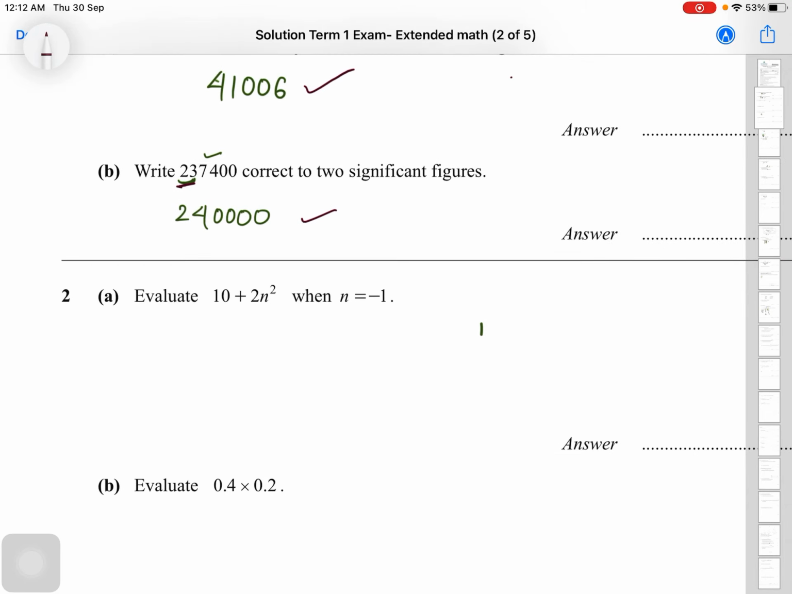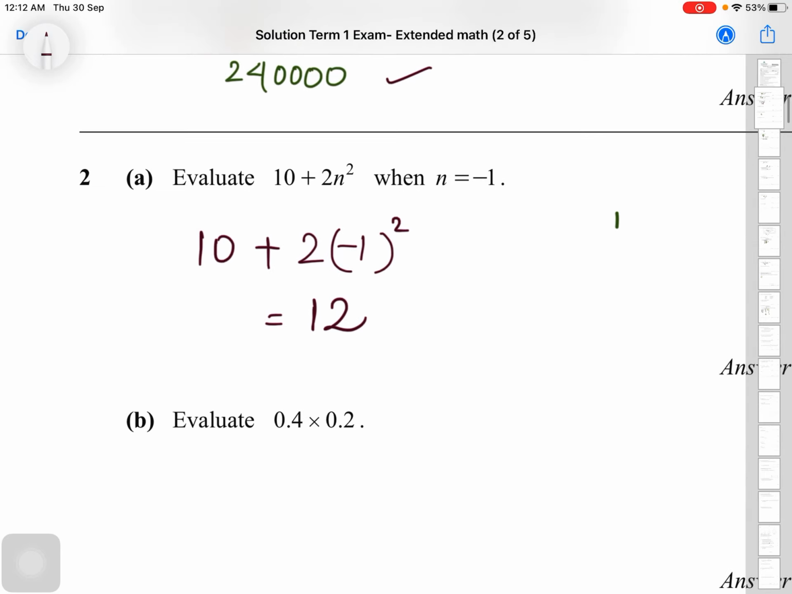2a, evaluate 10 plus 2n square where n is equal to -1. 2 into -1 square will be 2 only. 10 plus 2 will be 12. That's the answer. Evaluate 0.4 and 0.2 into 0.2. Your answer will be 0.08.